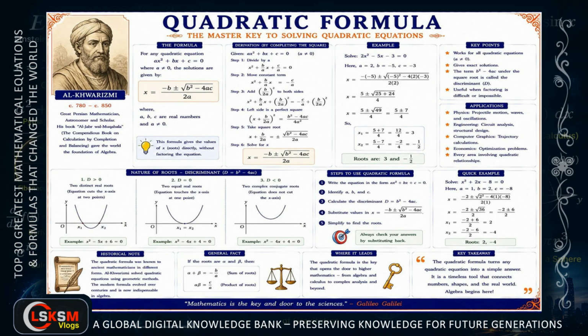Two. Quadratic formula. Person: Al-Khwarizmi, 780 to 850. The quadratic formula provides a universal method for solving quadratic equations. It is essential in algebra, engineering, and scientific problem solving.